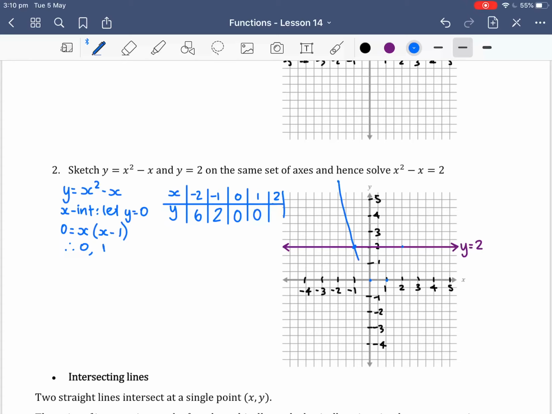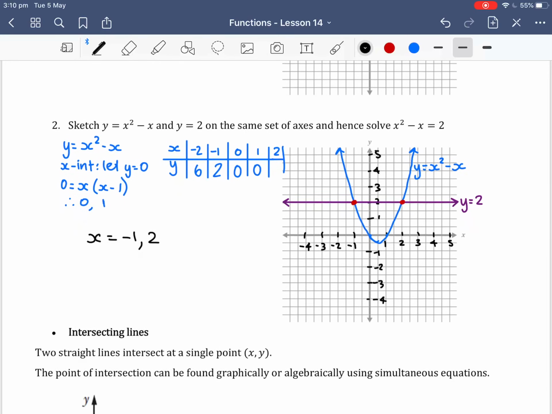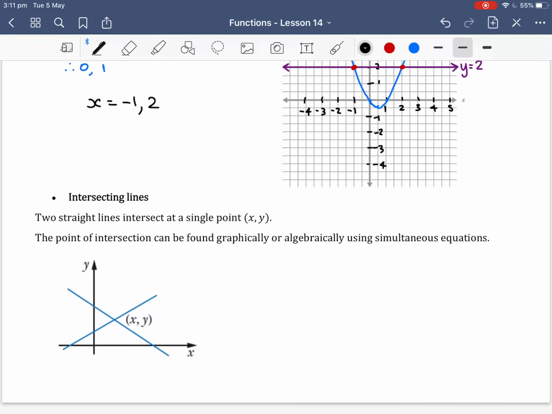Awesome. So our graph is going to look something like that. Add our arrows and label y equals x squared minus x. So our point of intersection is where they cross, and it's our x values. So our x is at -1 and 2. So our solution to solve that is at -1, 2.